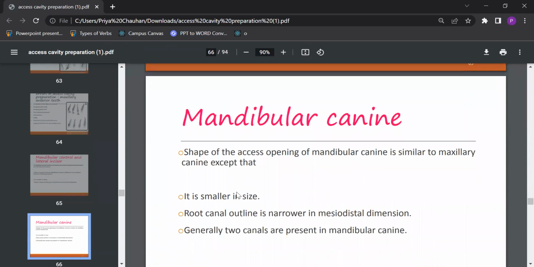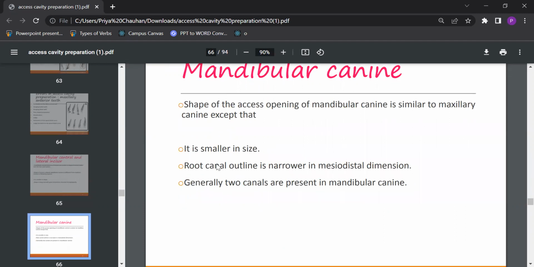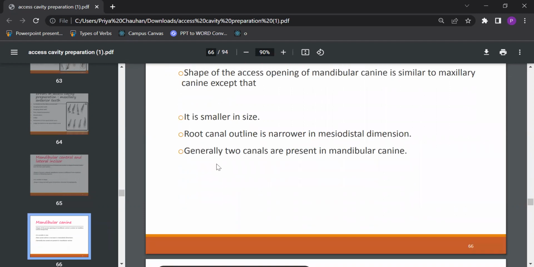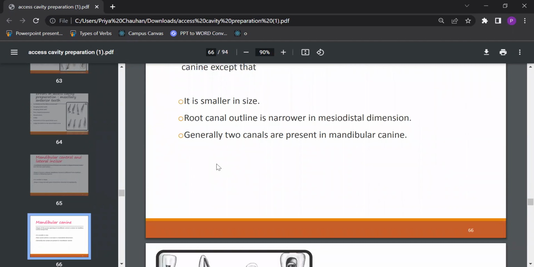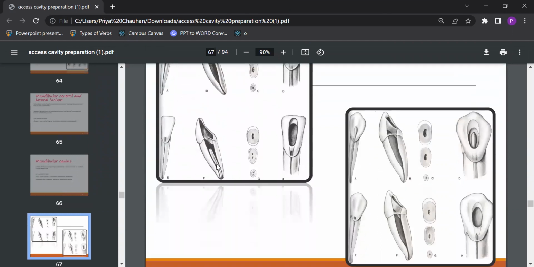We will finish here. Next is mandibular canine. Shape of the access opening in a mandibular canine is similar to the maxillary canine except that it is smaller in size. Root canal outline is narrower in mesiodistal dimension. Generally, two canals are present in mandibular canine. So, see the diagram. Okay, this one, this one.